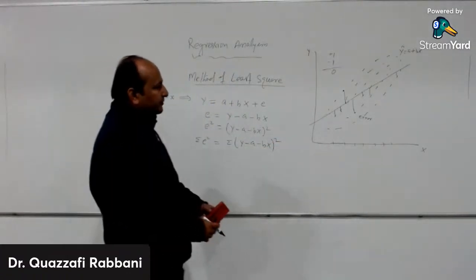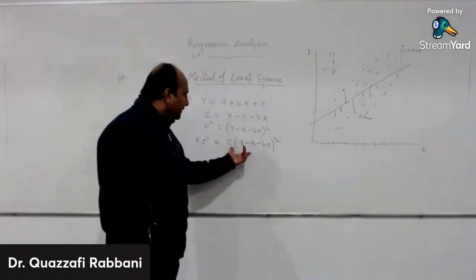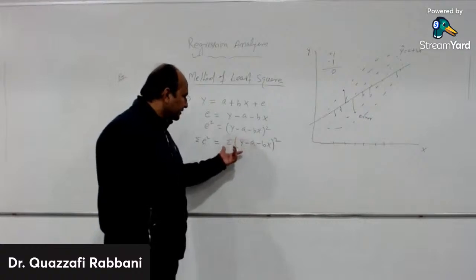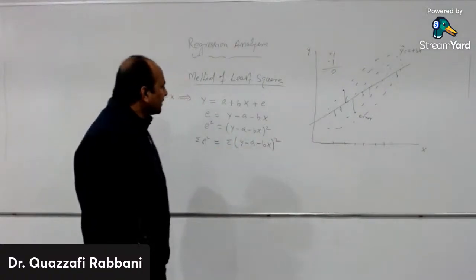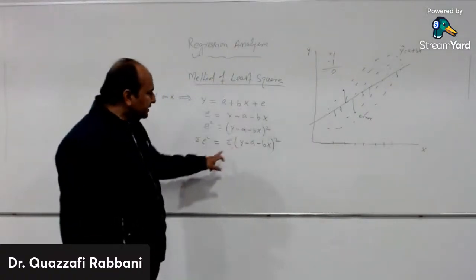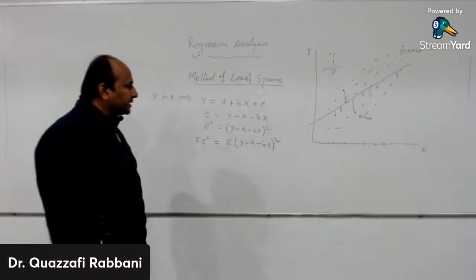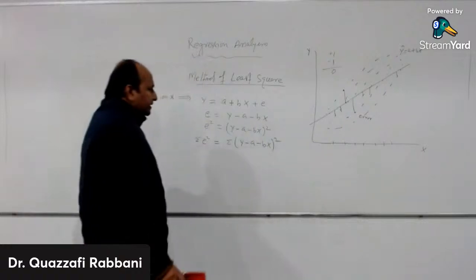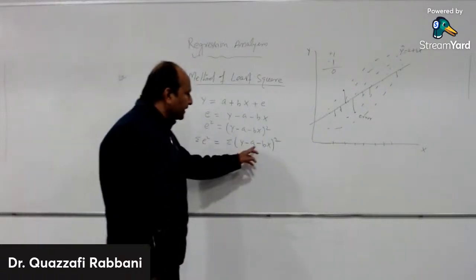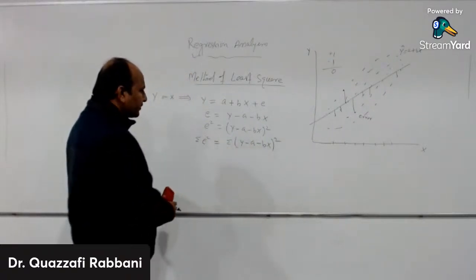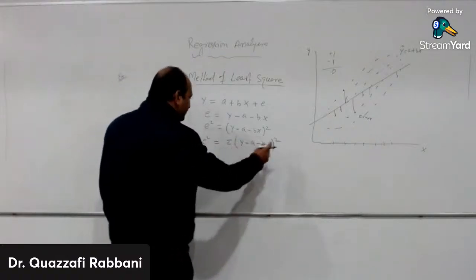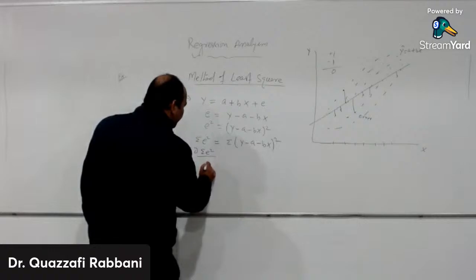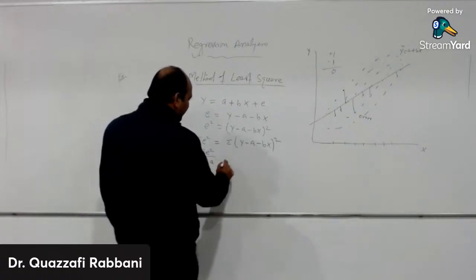Now, this is the equation of the error, and our aim is to minimize this error. So in minimizing the error, we just differentiate with respect to a and b, to find for what values of a and b the error will be minimum. For this we differentiate and equate to 0. Now differentiating summation e square with respect to a and equating to 0.